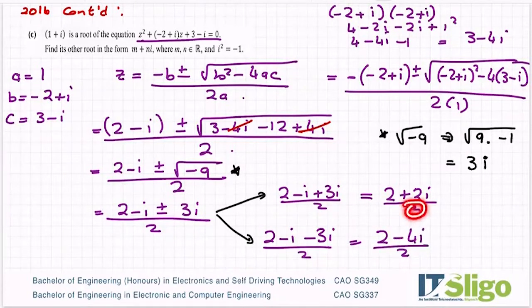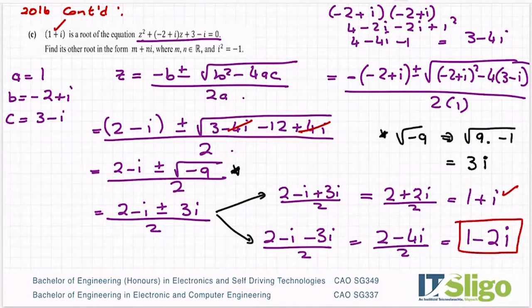And when it's all over 2, you divide it into both bits. You divide it into the real and the imaginary bit so that you end up with 1 plus i here and you end up with 1 minus 2i for this one. Okay, we have 1 plus i. They gave it to us. So find the other root, 1 minus 2i.